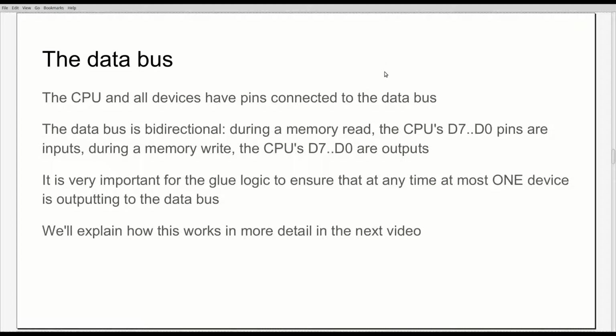The data bus is used to actually permit transfers of 1 byte of data between the CPU and the device with which the CPU is communicating. And one important thing to understand about the data bus is that it is bidirectional, so that when the CPU is reading data from a device, it is going to configure its data bus pins as inputs because it's reading data that is being provided by another device. But during a memory write, these data bus pins are outputs, meaning that the CPU wants to send data to a device. And that means that the glue logic has to be very careful to ensure that at any given time in the overall system, at most one device is outputting data to the data bus. And we'll see how that works in a lot more detail in the next video.